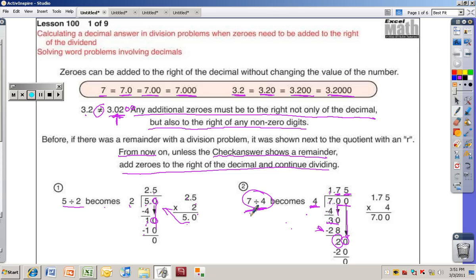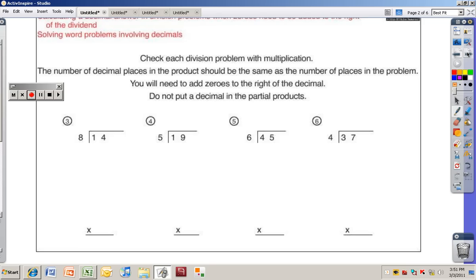Most of you can tell by looking at it that 7 divided by 4 is 1 remainder 3. But we're not going to get 1 remainder 3. We're going to get 1.75. 1.75 times 4 is 7. And that matches up with that, so you can feel reasonably sure about your answer.